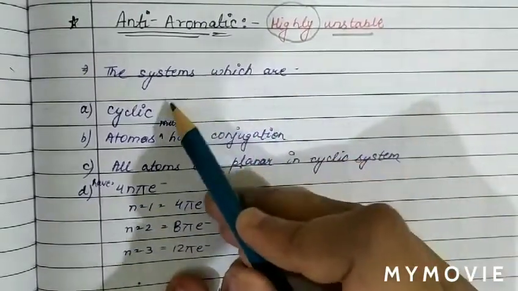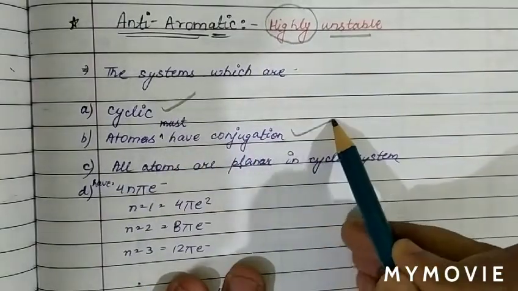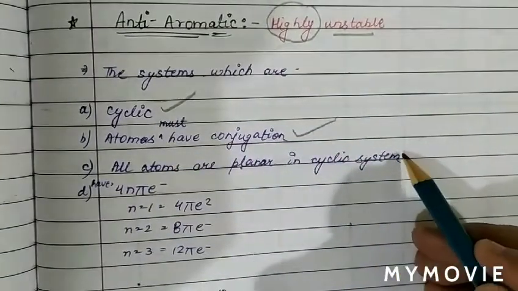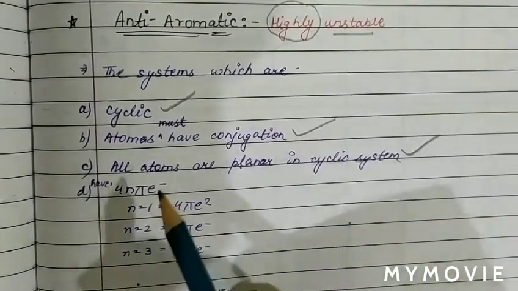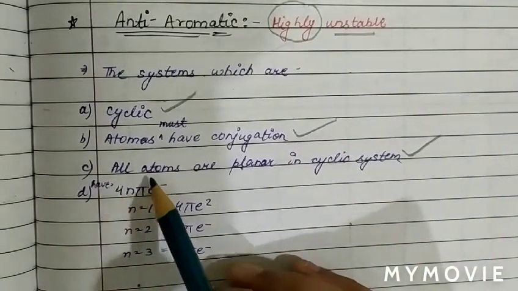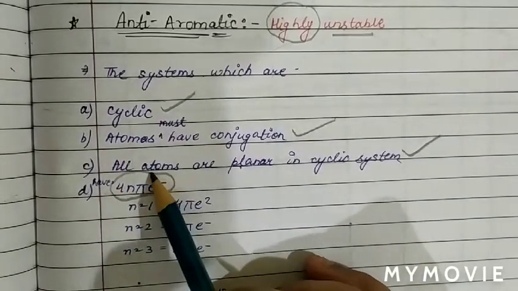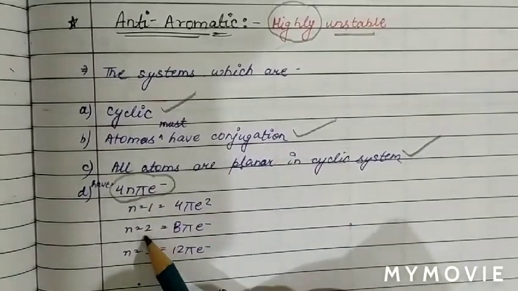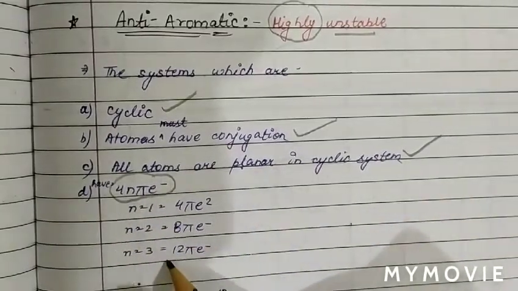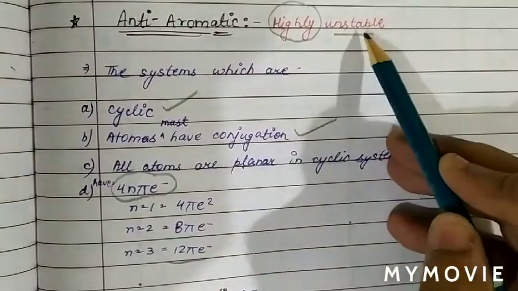An anti-aromatic system is also cyclic, the atoms must have a conjugated system, and the atoms must be planar in the cyclic system. But an anti-aromatic system must have how many electrons? 4n pi electrons in the ring. When n equals 1, 4 pi electrons. When n equals 2, 8 pi electrons. When n equals 3, 12 pi electrons. So anti-aromatic is highly unstable.